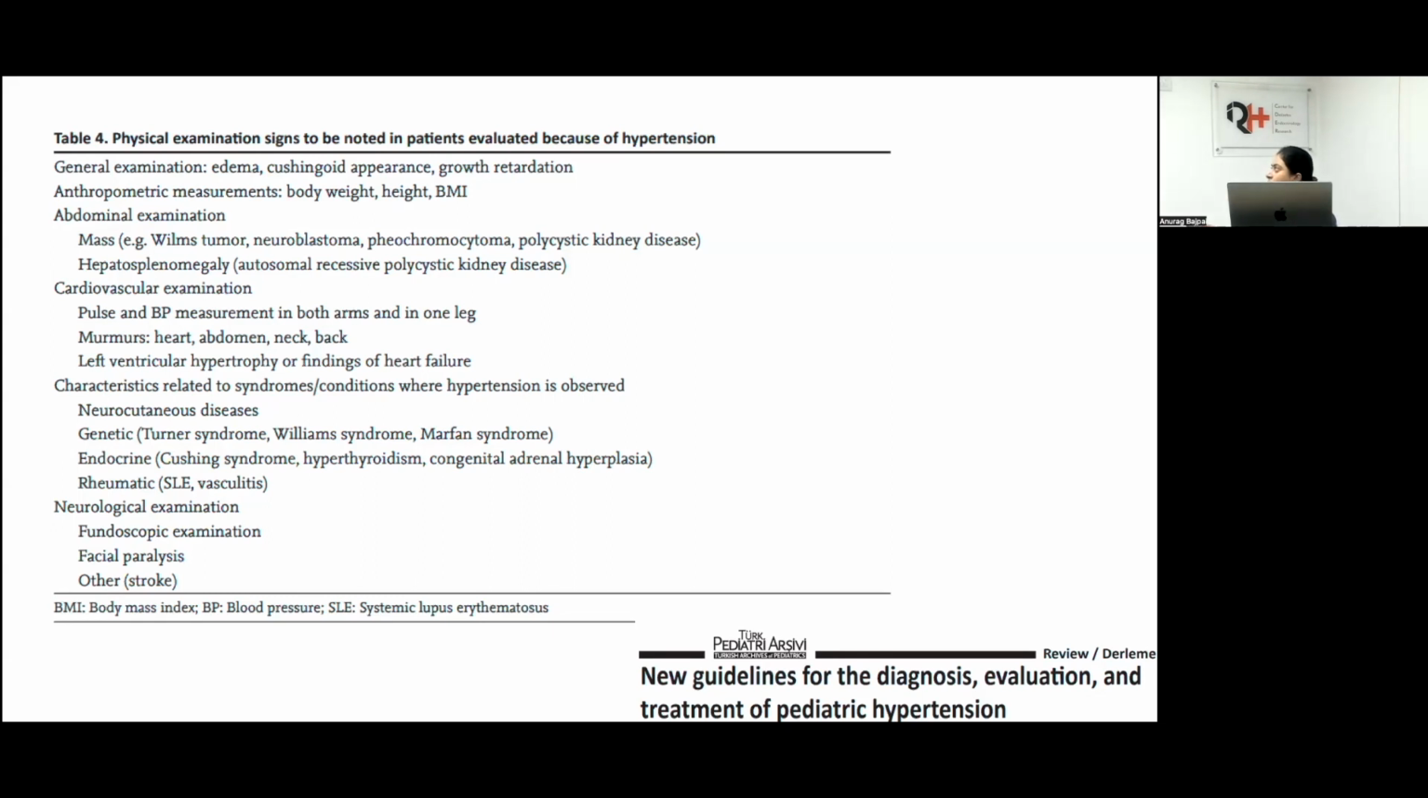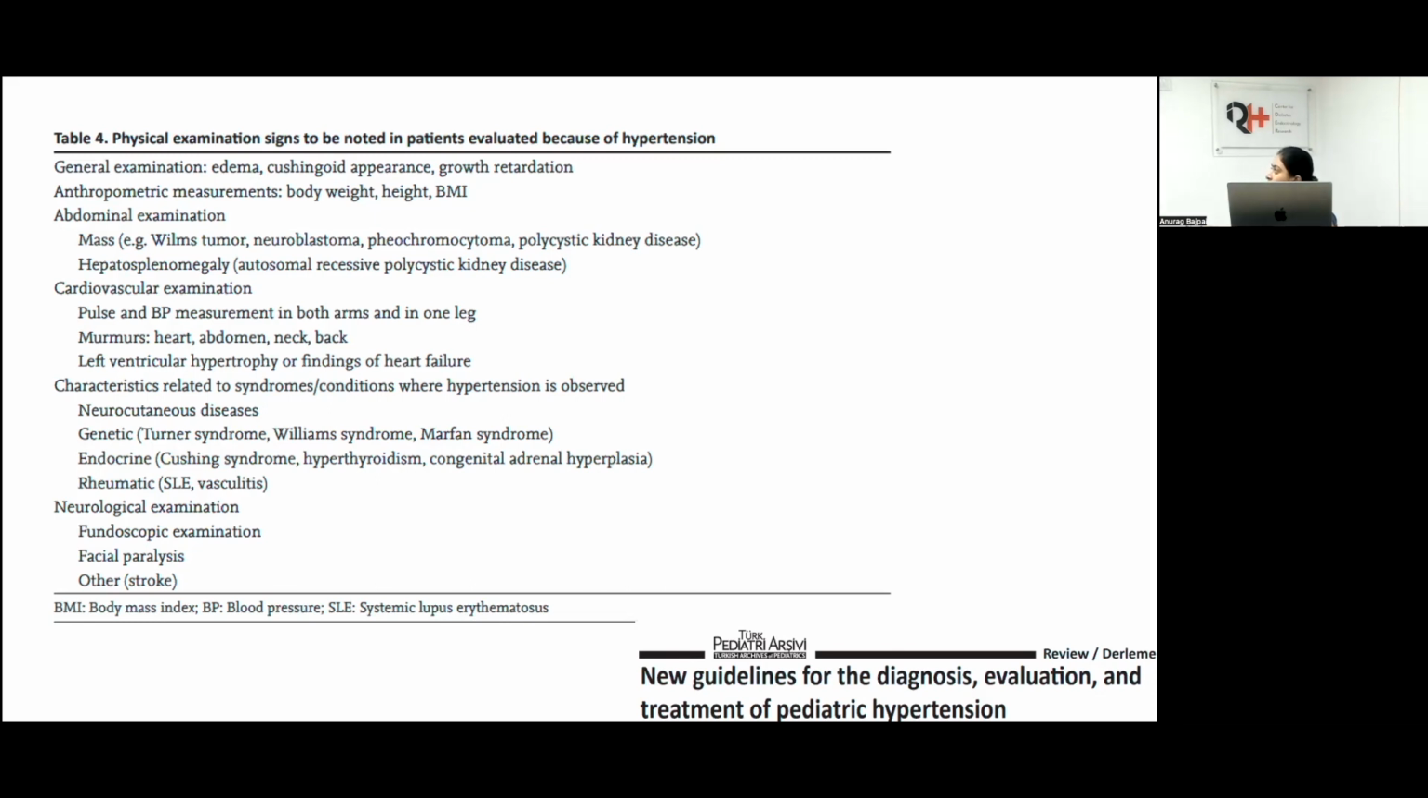Anthropometric measurements, again, you need to know the body weight and height, so you know whether the child is thriving well, and if he is overweight or not. On abdominal examination, one has to palpate, especially in a younger child, for Wilms tumor and neuroblastoma. One may find a palpable kidney when the child has polycystic kidney disease.